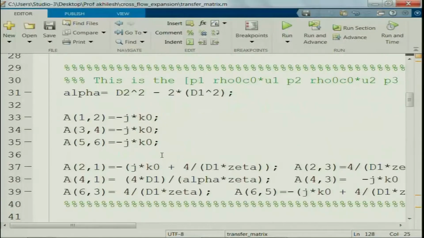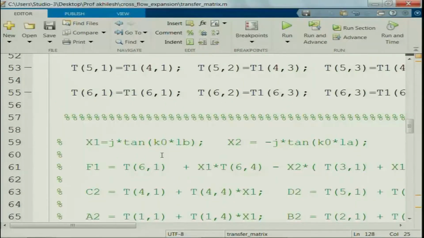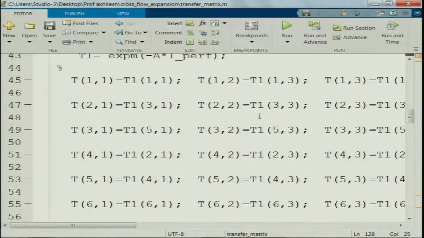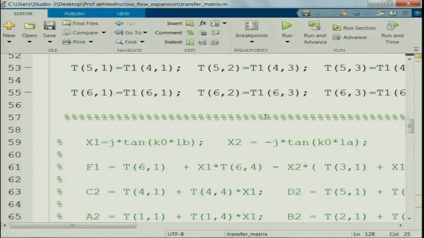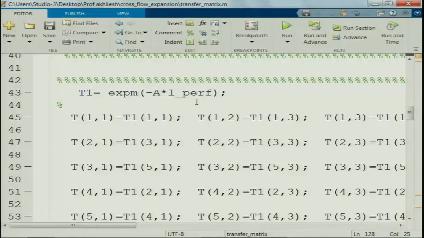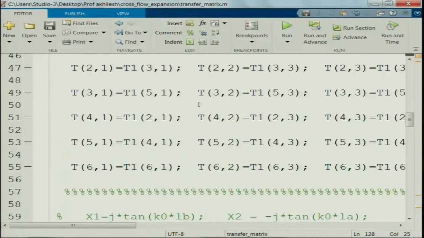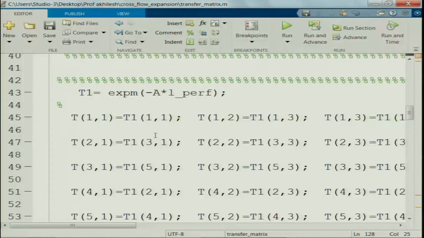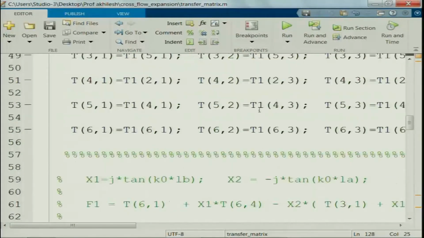Interestingly, everything else in the code remains the same. Because it is really a 3 duct interacting system, you can use the same thing. So, you have this kind of a thing, you integrate it and then rearrange it in a form like this to have things in P and rho naught C naught U form rather than this particular form.